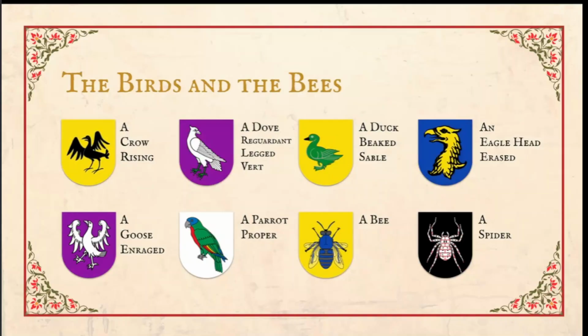Birds and the bees, you've definitely got all kinds of different birds there. A lot of those are commonly pictured in positions such as rising, so the wings are up. That is when you're all rising, a crow, an eagle, etc. If you want to tell me that the dove is looking over its shoulder, you can say it's regardant.